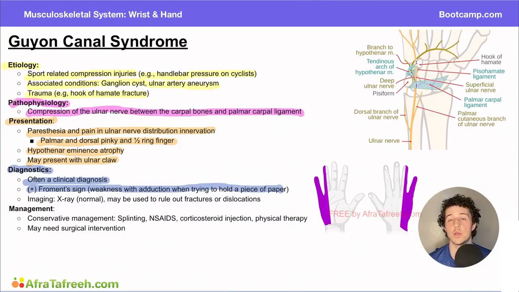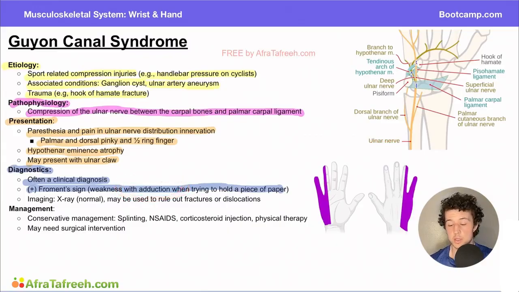And remember that a question stem might not necessarily say there's a positive Froment sign. Instead, they may use a term that says there's compensatory flexion of the interphalangeal joint of the thumb when trying to resist moving a piece of paper from their fingers. And what that's essentially saying is they've lost adduction of the thumb because there's ulnar nerve injury.